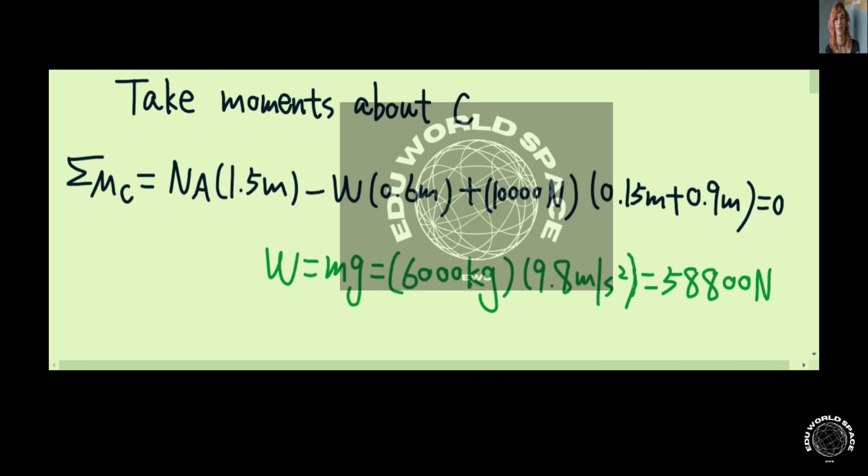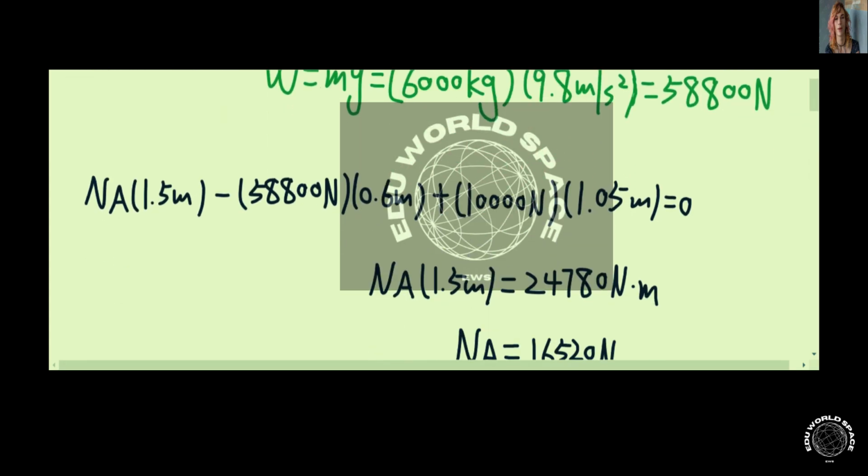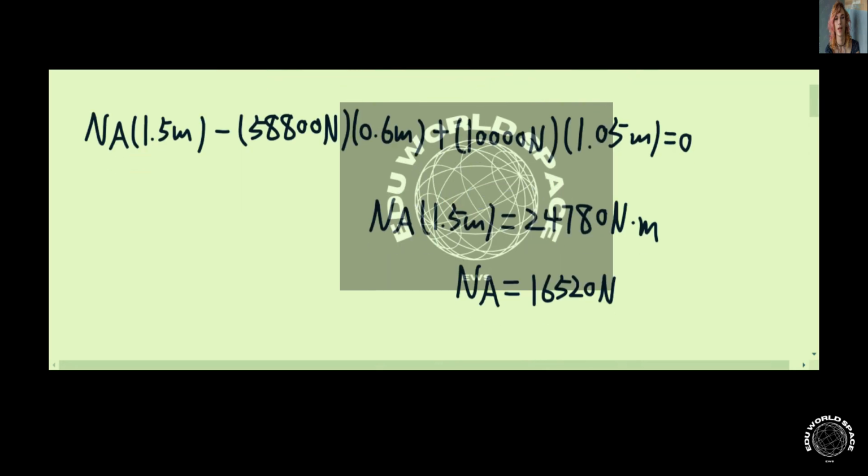So now we can plug in these values back into the equation. So we have NA times 1.5 meter minus 58,800 Newton times 0.6 meter plus 10,000 Newton times 1.05 meter is equal to 0. So eventually we have NA times 1.5 meter is equal to 24,780 Newton times meter. This will give us NA is equal to 16,520 Newton.